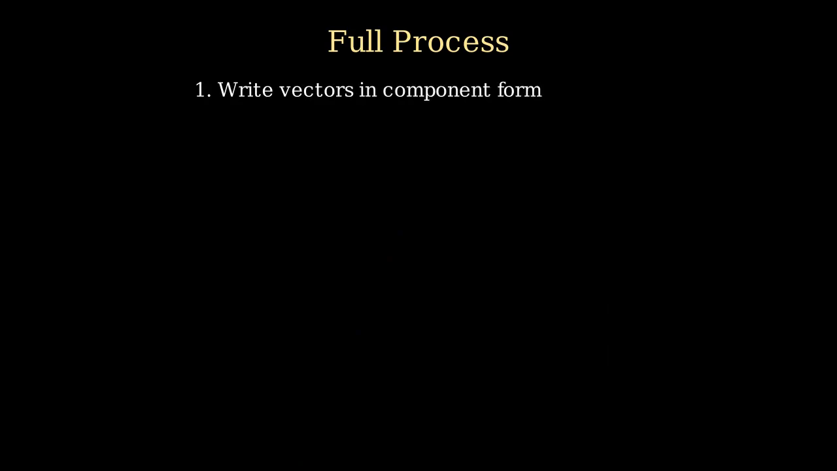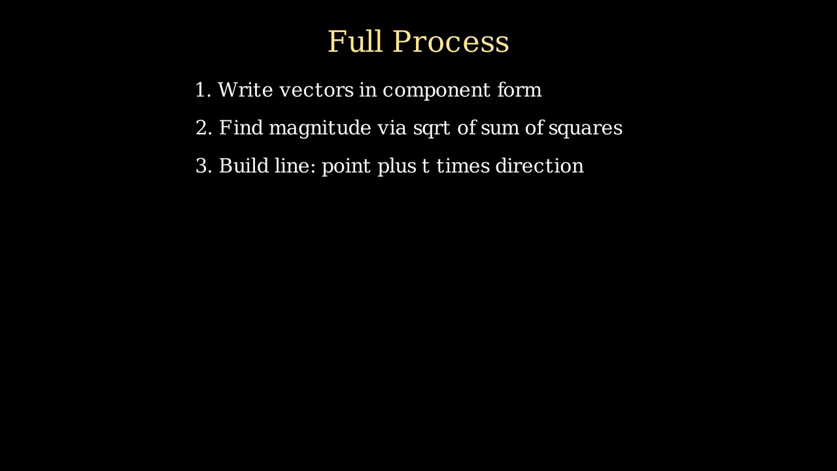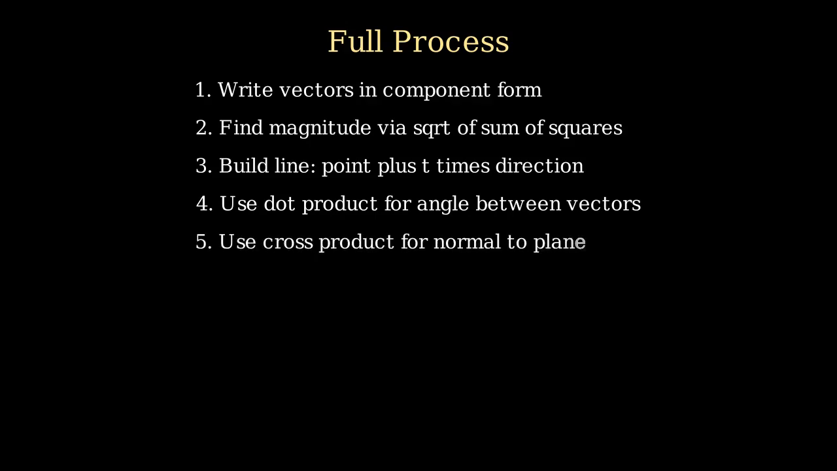Step 1. Write each vector in component form. Step 2. Find its magnitude using the square root of the sum of squares. Step 3. Build a line as a point plus t times a direction vector. Step 4. Use the dot product to find the angle between 2 vectors. Step 5. Use the cross product to find a vector normal to a plane. Step 6. Build the plane equation from a point and its normal.